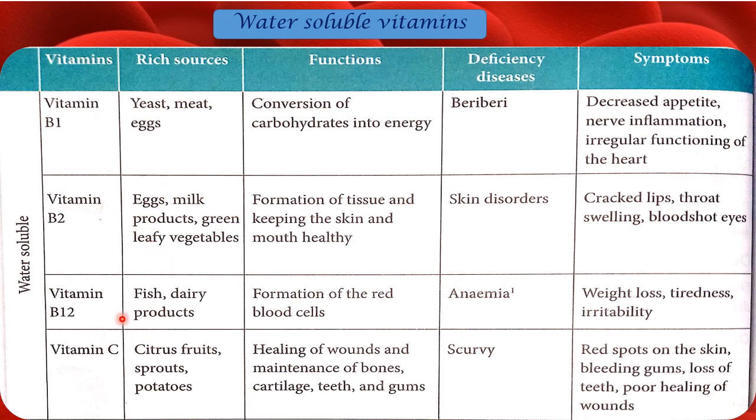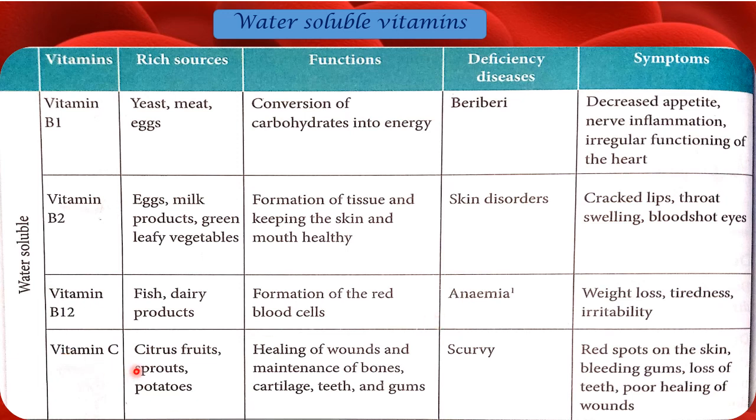Vitamin B12: fish, dairy products, like milk products. Its function is formation of red blood cells. Red blood cells are very important in the body, which helps in carrying oxygen to different parts of the body. If they are not produced in proper amount, the condition called anemia is caused. Some symptoms are weight loss, tiredness, irritability. So it is always best to have more B12 included in your diet, so that you can avoid anemia.